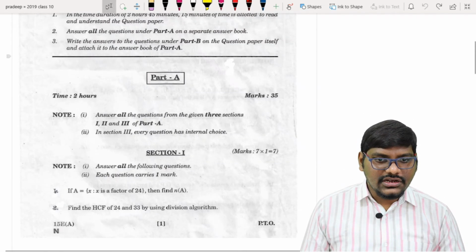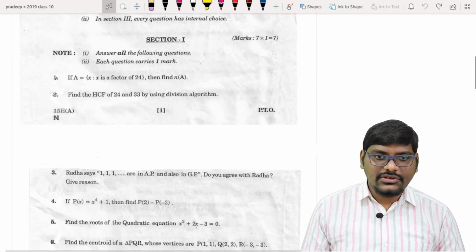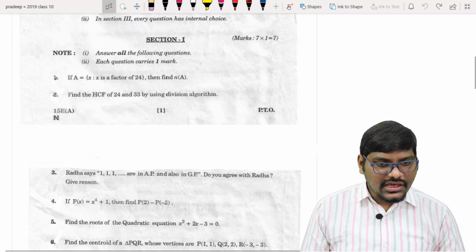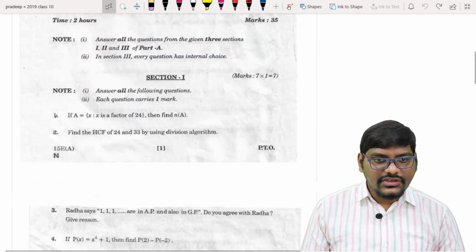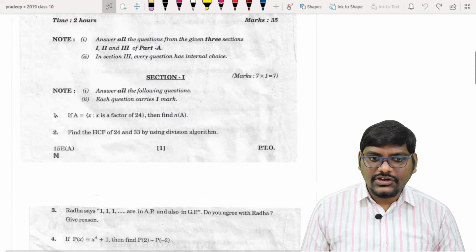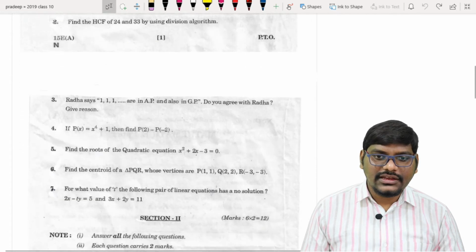We can see here there are 3 sections in the paper. This is the first section. In section 1 you can see there are about 7 questions. Alright, so let's read the questions. If A = {x : x is a factor of 24}, then find n(A). Second question, find the HCF of 24 and 33 by using the division algorithm.